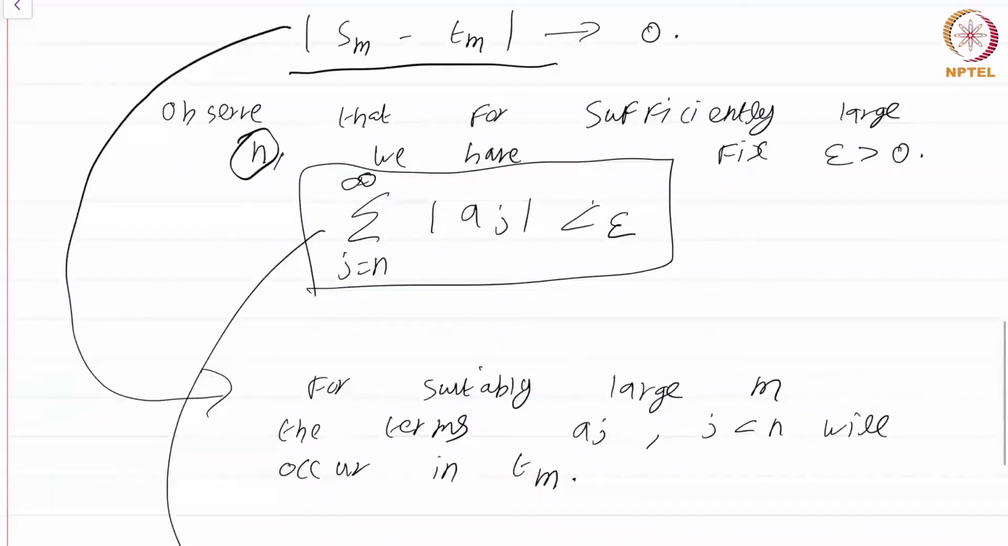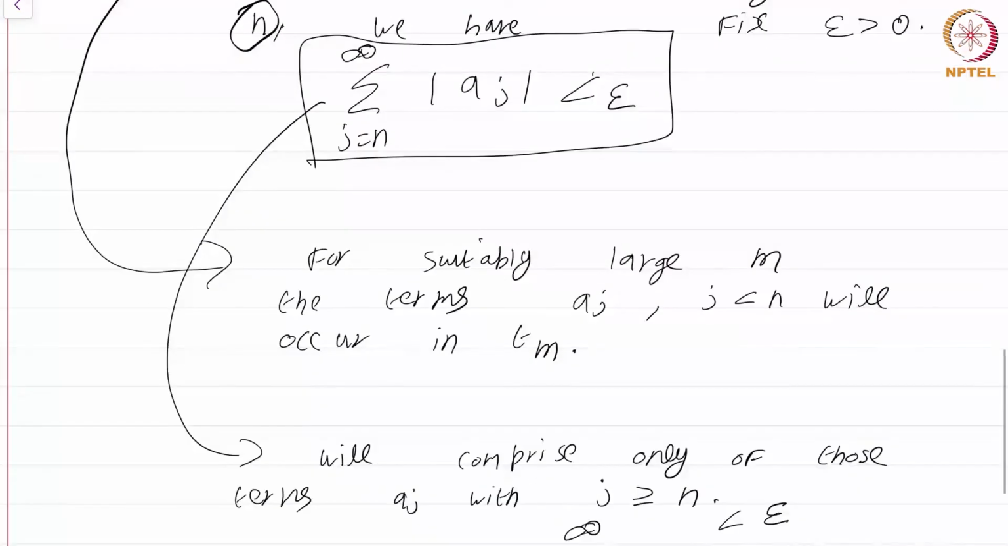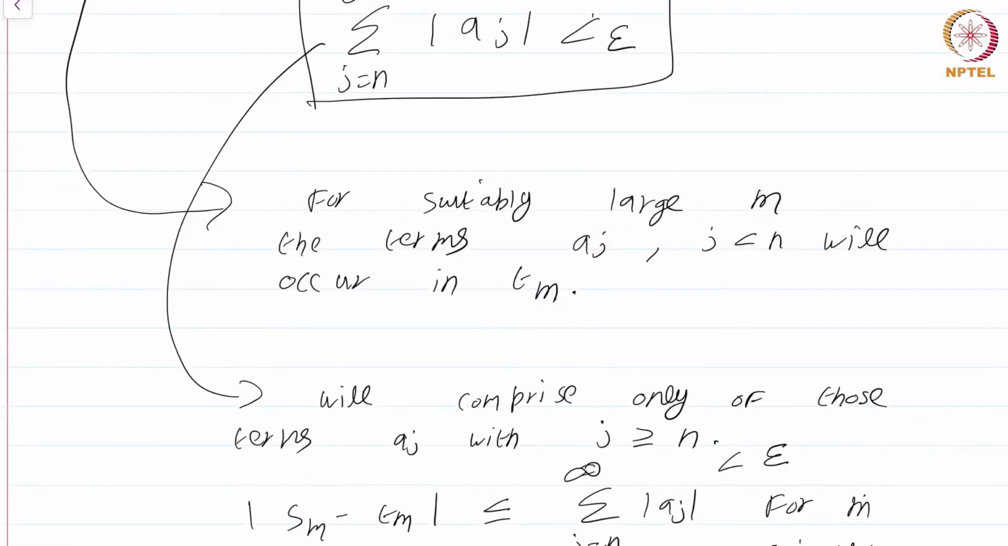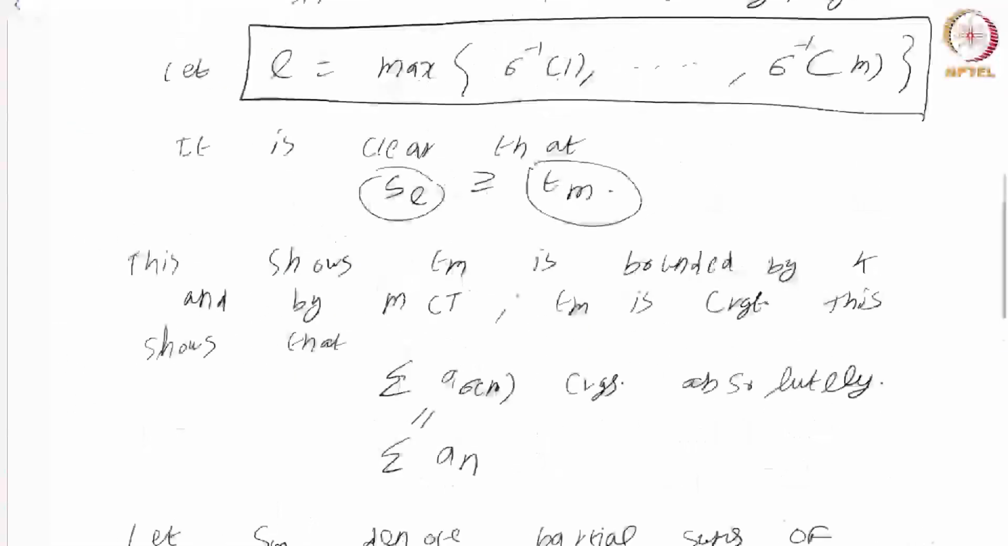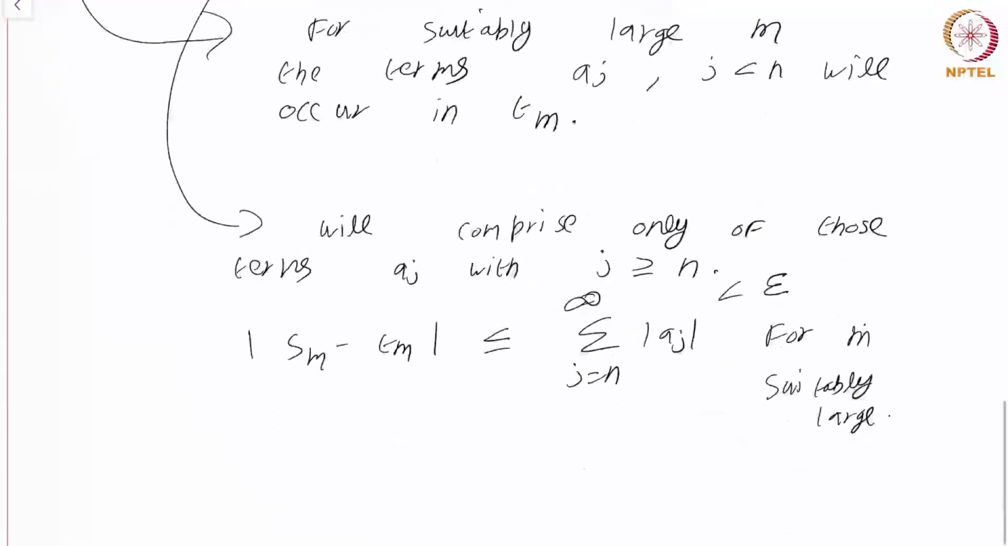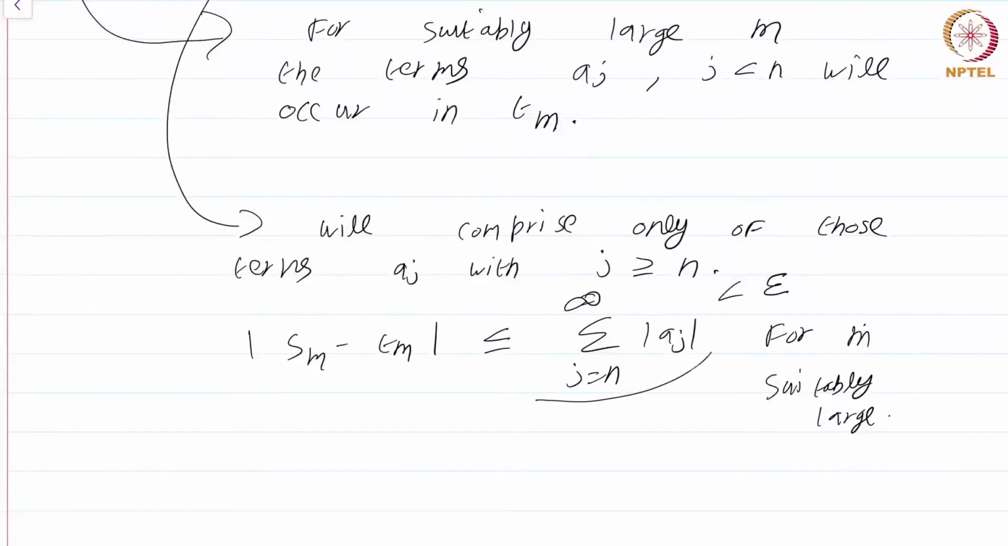Sm minus Tm, the first n minus 1 terms get cancelled. This we do by the same trick that we did for the absolute values. So what you will be left with is just those terms, summation j equal to n to infinity mod aj, and that will be less than epsilon. That will be less than epsilon for m suitably large. Okay. So this concludes the proof.